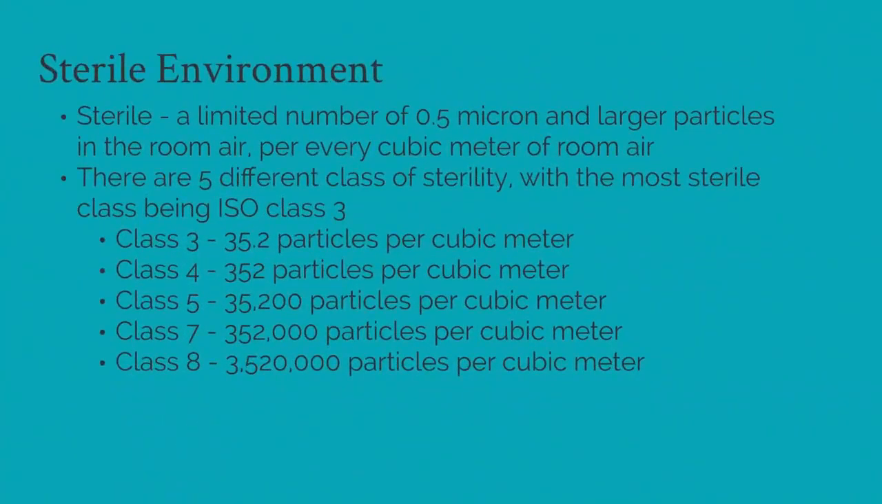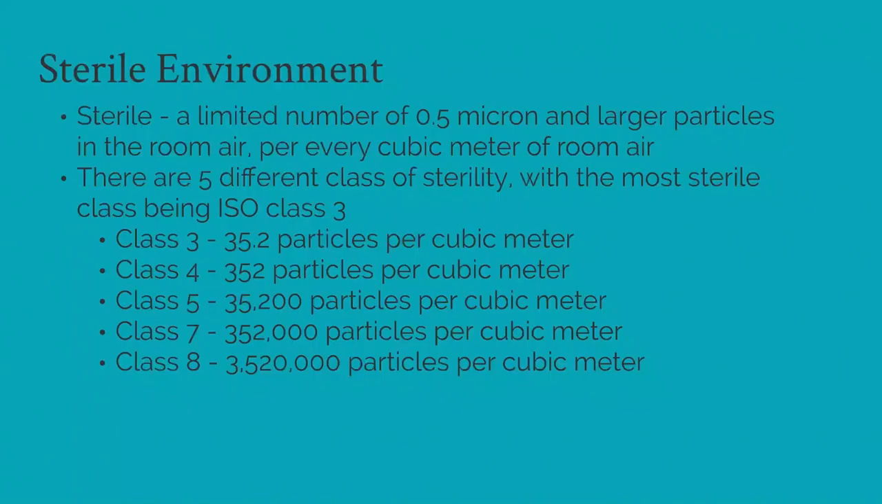So now, the sterile environment. Sterile means limited number of 0.5 micron and larger particles in the room air per every cubic meter of room air. So air is considered to be sterile and without microorganisms if there are very few particles that are greater than 0.5 microns large in the air per every cubic meter of room air.